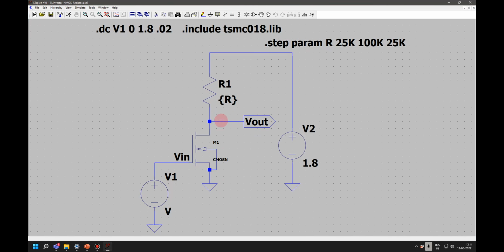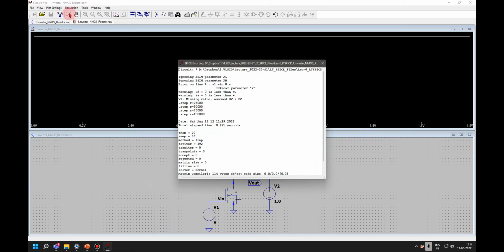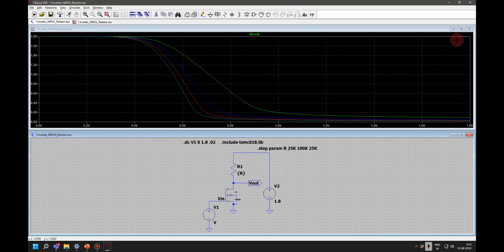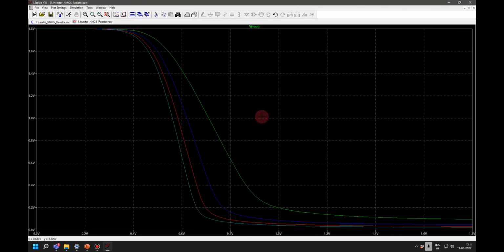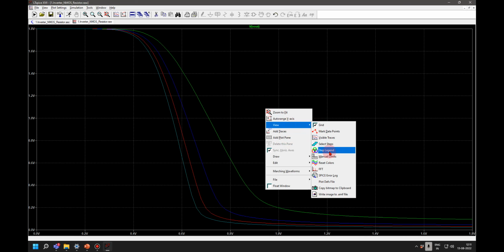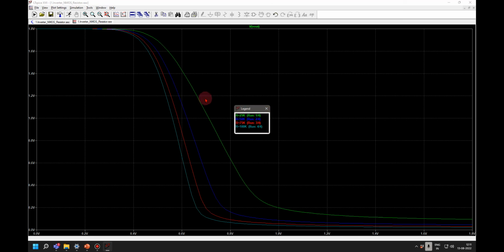So this is like, you have an R, and then you have a CMOS. I am doing a VTC curve. So you see here, let me view the step legend. The green one is for 25K. As I keep increasing R, I find it becomes sharper, and VOL is going low. I am using increased R, so I am getting better VTC curves here.